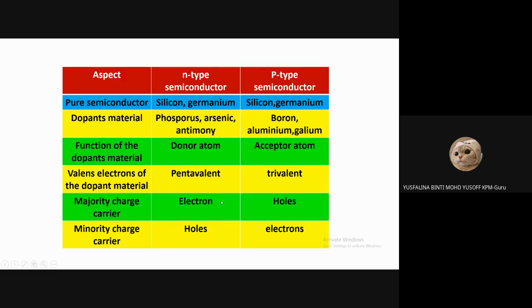Majority charge carrier. For N-type, of course, you have many free electrons, so the majority is the electron. For P-type it is holes. Don't say positive, say holes. We know that holes are a positive charge because if an atom doesn't have enough electrons, the atom will be a positive charge. And the minority for N-type is the holes, and for P-type is the electron.